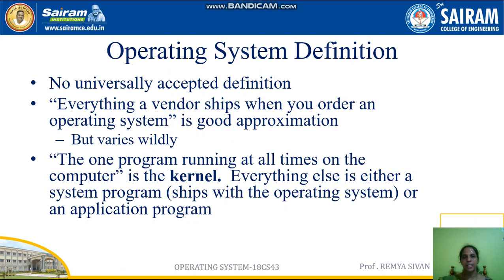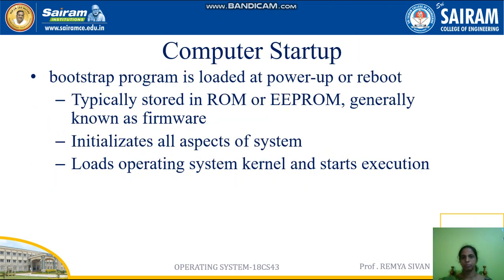And our next topic is operating system definition. There is no universally accepted definition, and the one program running at all times on the computer is the kernel. Everything else is either a system program or an application program. For a computer to start running, for instance, when we power up or reboot, it needs to have an initial program to run. That initial program is the bootstrap program, and it is typically stored in the ROM. It initializes all aspects of the system, from registers to memory to device drivers, and it must know how to load the operating system kernel and start execution.